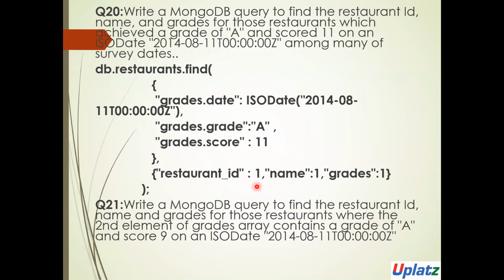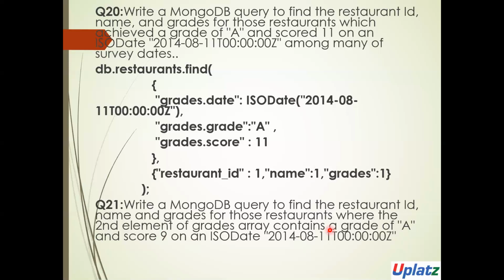So the next question is: write a MongoDB query to find the restaurant ID, name, and grades for those restaurants where the second element of the grades array contains a grade of A and score 9 on ISO date.